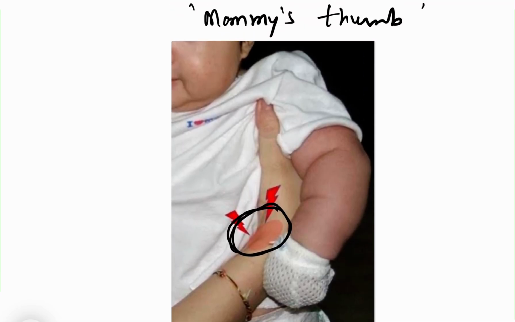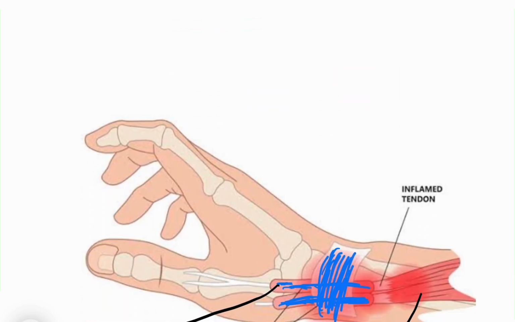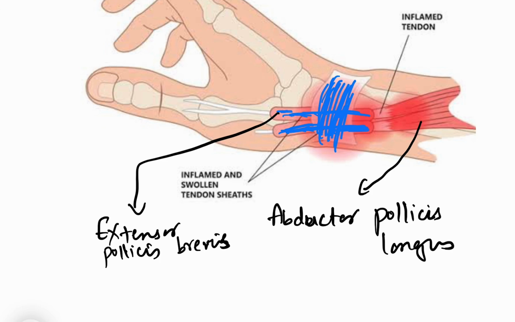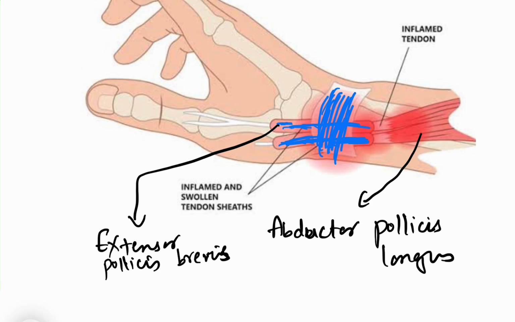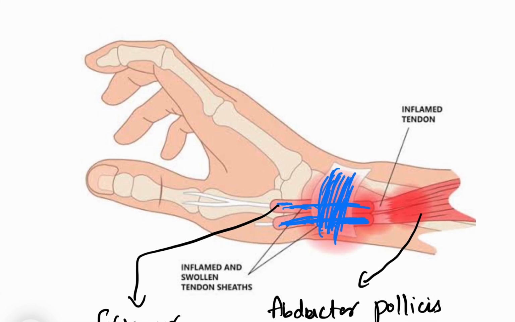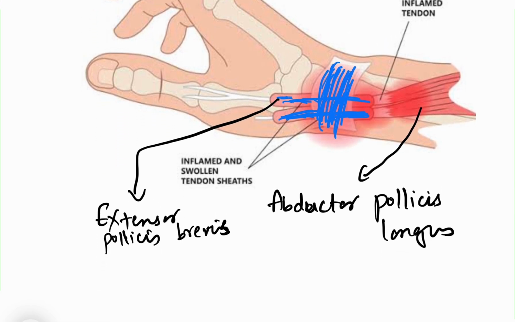Various names have been given. Blackberry thumb was termed for those who use the thumb continuously for playing video games on the mobile phone. There are other names as well. Basically the cause is not clear, but it is seen even in musicians.